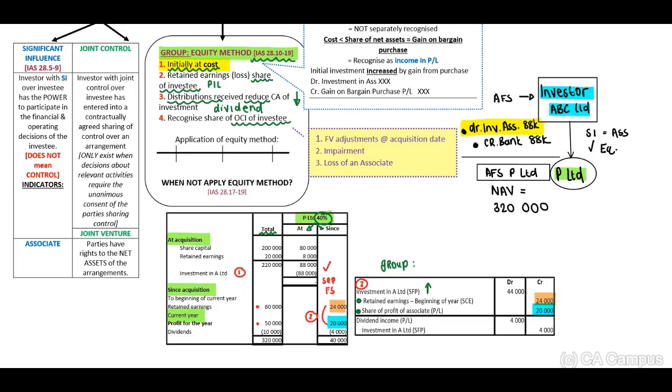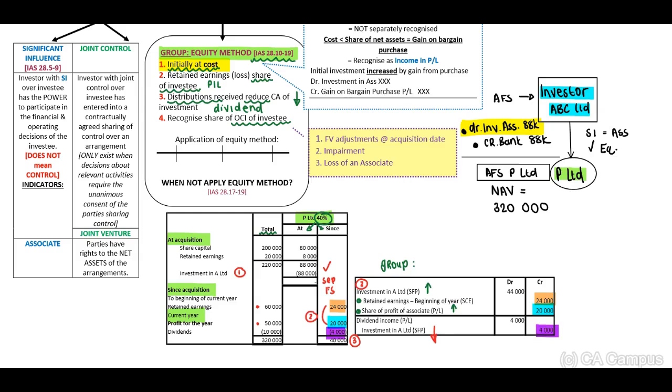Therefore, the profit of associate, if you think about it, is a portion our group will receive. Income increases on the credit side. And then in terms of our step number 3, if there are any distributions, which will be our dividends, this will decrease our investment in associate. Eliminate your intra-group transaction. We will have to debit our dividend income from the group point of view, therefore a decrease in income, debit. And we will have to credit the investment in associate. It's an asset, therefore a decrease on the credit side.